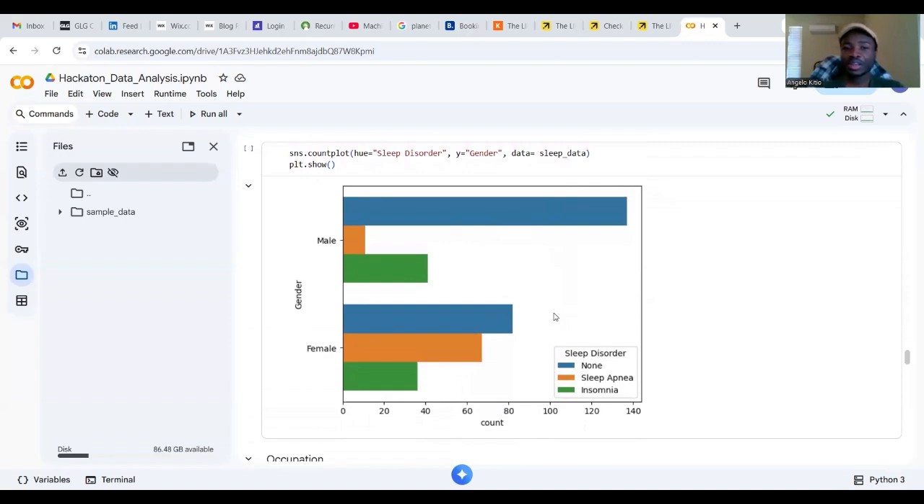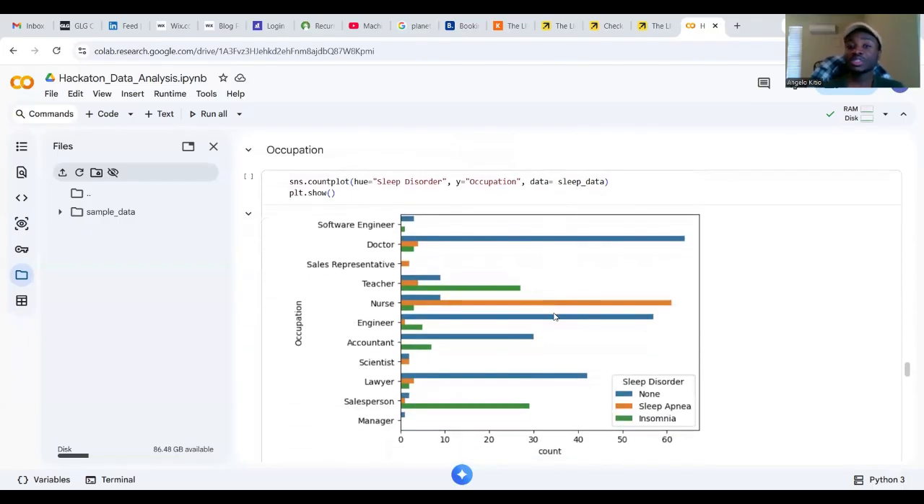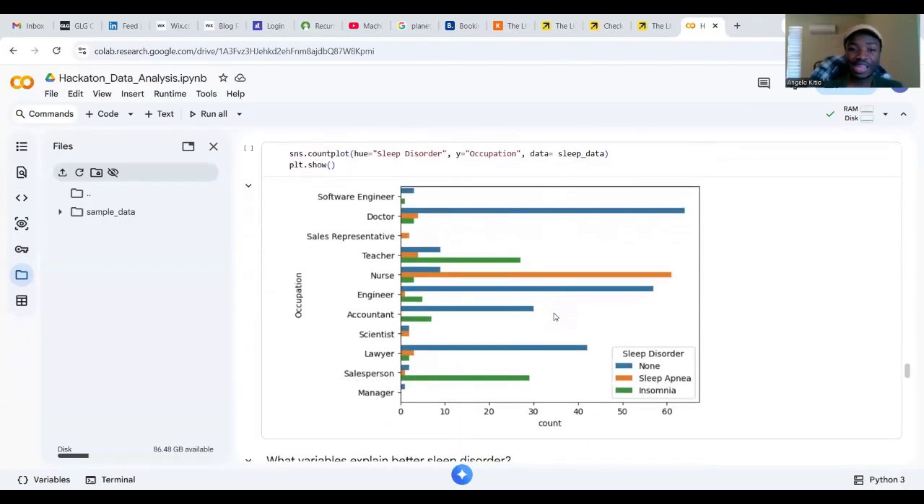But on average, no, it's not because you're a male that you are more exposed to having such a low number of sleep hours every day. No, it really just depends on other factors. And then something pretty interesting, the occupation.